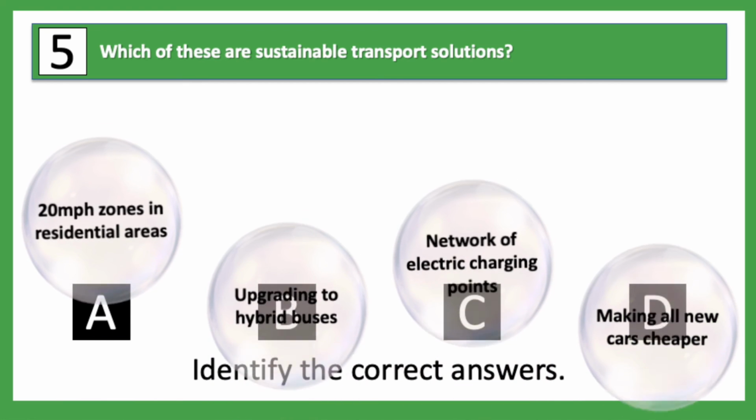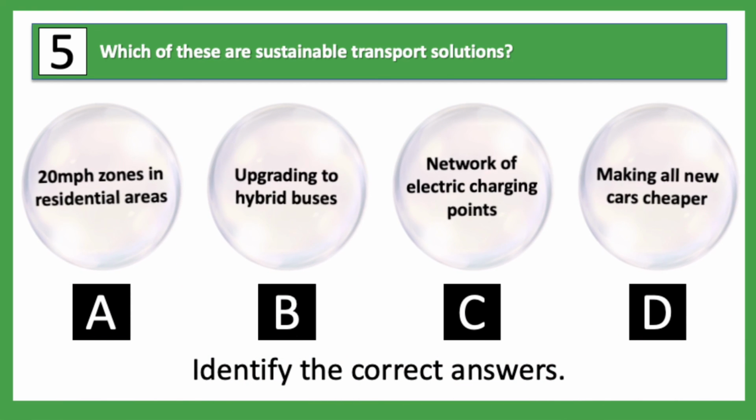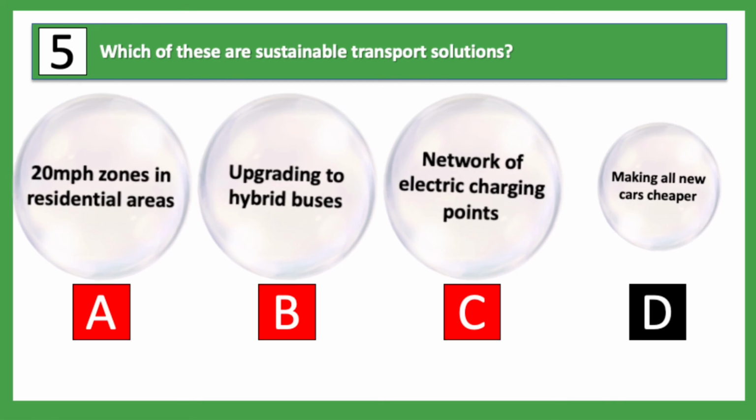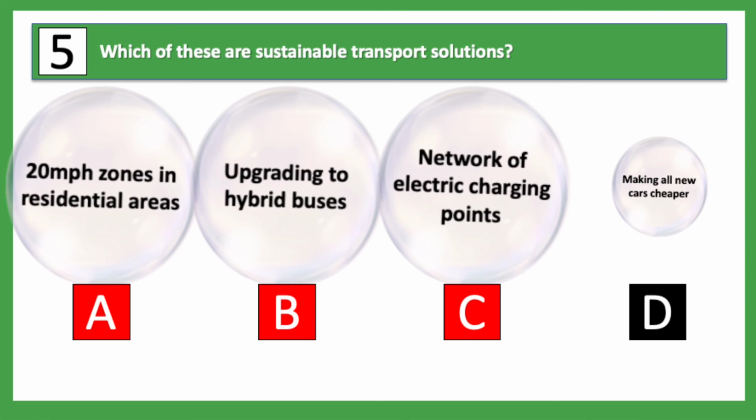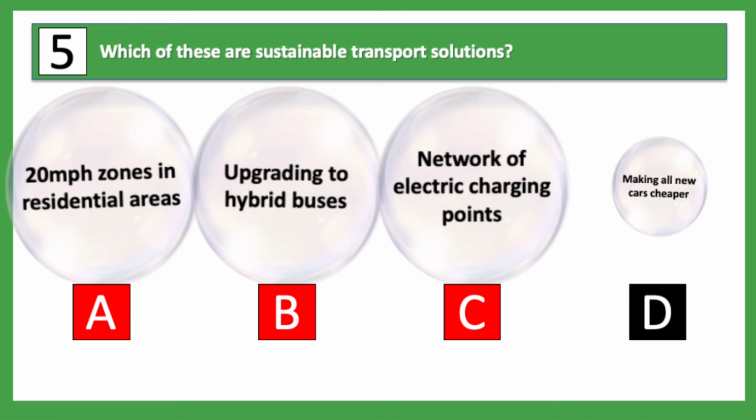Finally, which of these are sustainable transport solutions? 20-mile-an-hour zones in residential areas, upgrading to hybrid buses, a network of electric charging points, and making all new cars cheaper. So which of these are sustainable transport solutions? Let's have a look. It is A, B, and C. So having the 20-mile-an-hour zones obviously makes it safer. Upgrading to hybrid buses means less CO2 emissions. Same with the electric charging points. Now, in terms of social sustainability, making all new cars cheaper is a good thing, but in terms of the environment, is not a good thing at all.